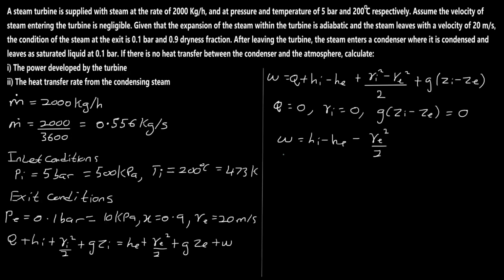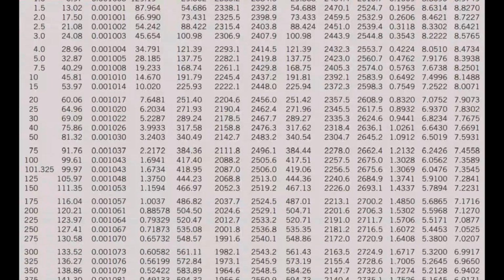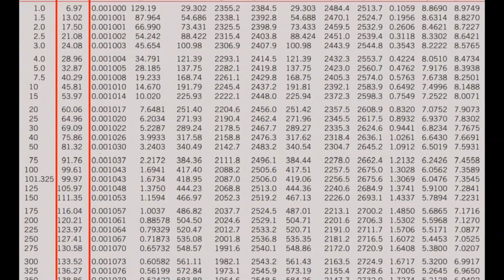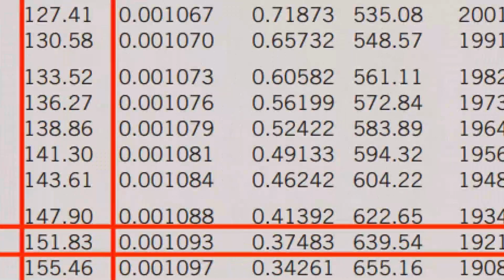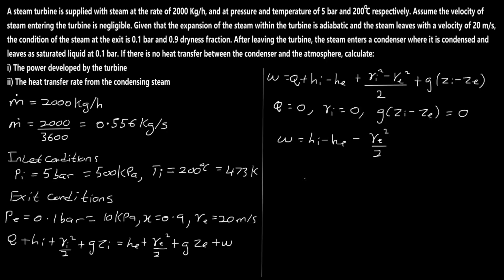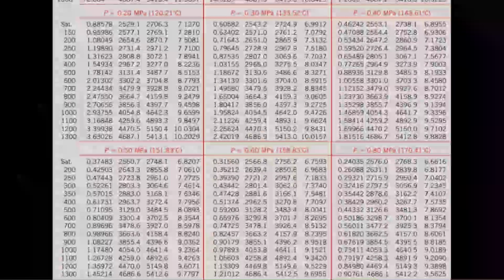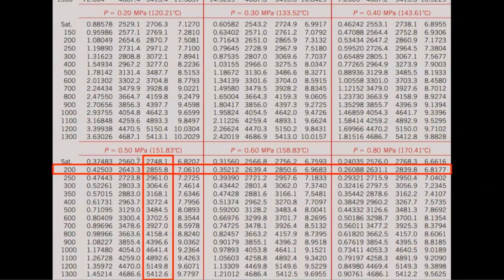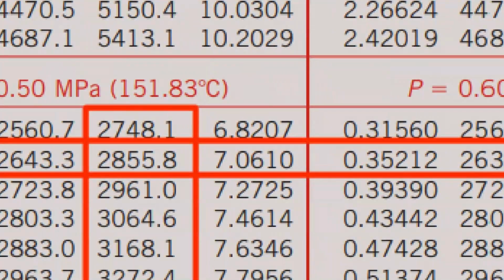We can find the inlet and exit enthalpies using steam tables. So at the inlet pressure 500 kilopascals, the saturation temperature is 151.83 degrees Celsius. The inlet temperature of 200 degrees Celsius is greater than this, so the steam is superheated. Using superheated steam tables at 500 kilopascals and 200 degrees Celsius, the specific enthalpy is equal to 2,855.8 kilojoules per kg.